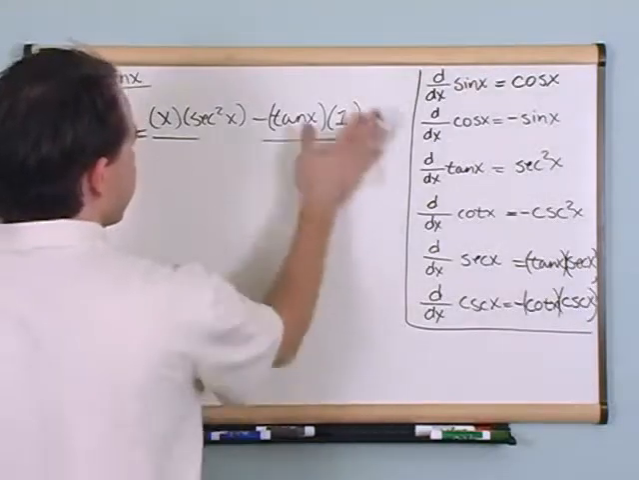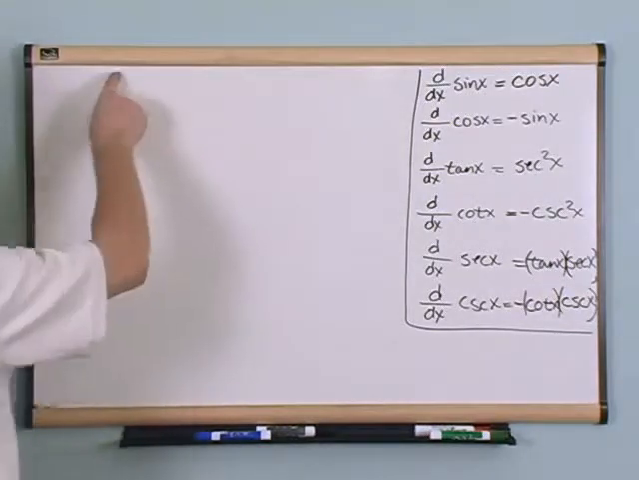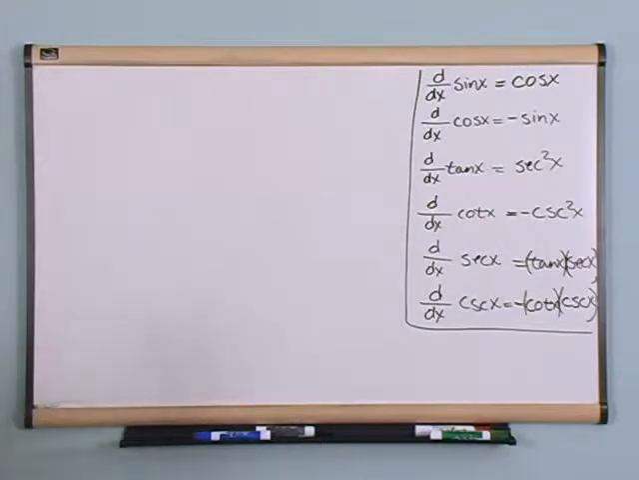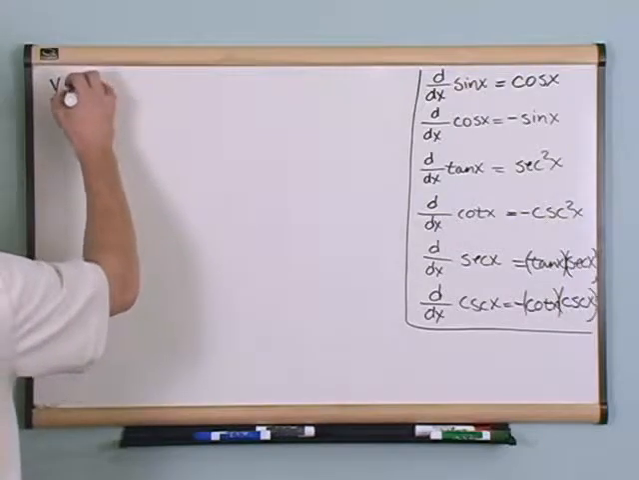Really, the trick is keeping your sign straight and knowing which, in that case we had to use the division rule to take the derivative. In the other case we had to use the multiplication rule. Really, we're exercising the same rules. We're just doing it with trig functions instead of with just simple polynomials.